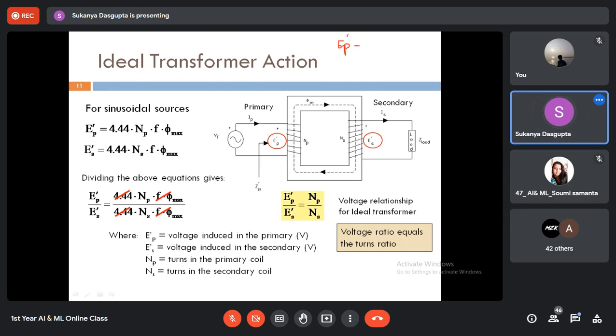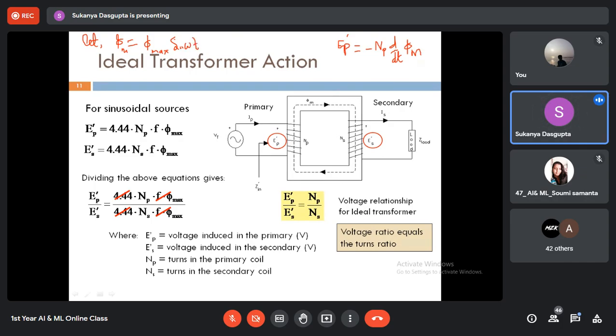Ep dashed is equal to, by applying Lenz's law, minus Np d/dt of the mutual flux, right? Now, this mutual flux is definitely alternating in nature because it is generated because of this alternating voltage as well as the alternating current. So, let phi m be phi max sine omega t.